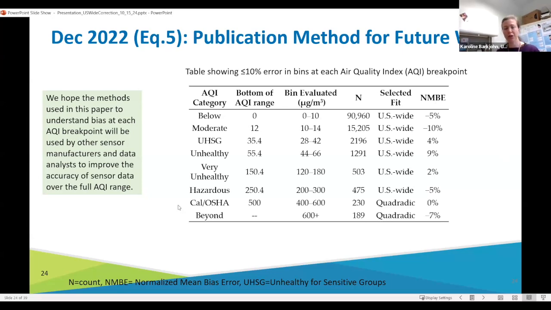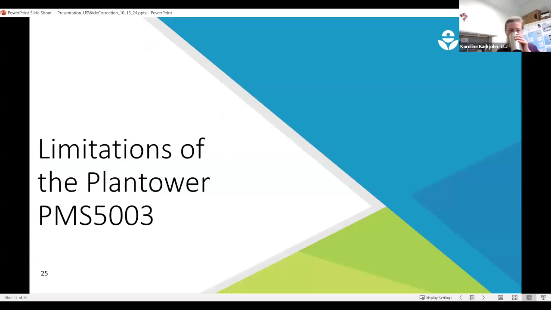We also have this Cal OSHA. This is the California occupational standard for wearing a respirator. So, you could do similar analysis even with different breakpoints of interest wherever it's important to make decisions for your work.